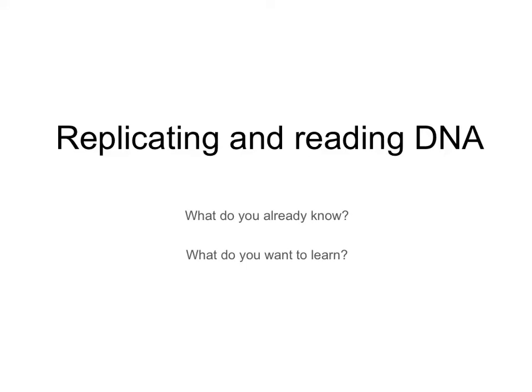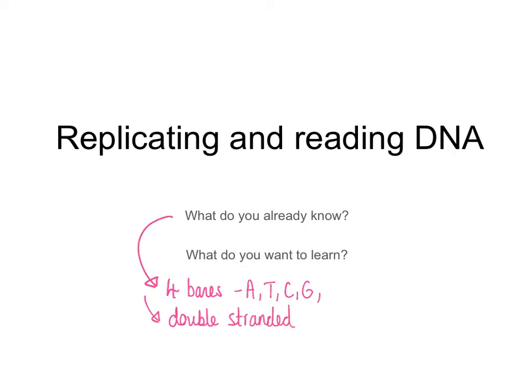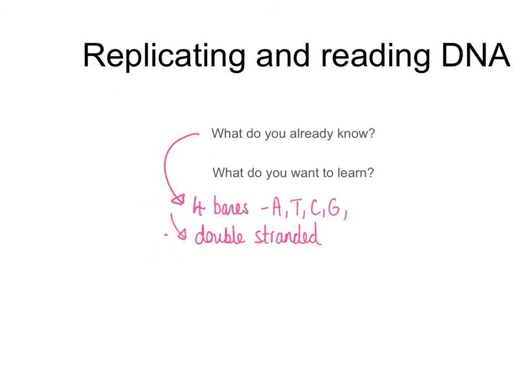Okay, so this is a lesson on replicating and reading DNA and the semi-conservative theory. So what do we already know about reading DNA? Well, we know there are 4 bases: adenine, thymine, cytosine and guanine. We know it's double stranded, and we also know that hydrogen bonds hold the strands together.